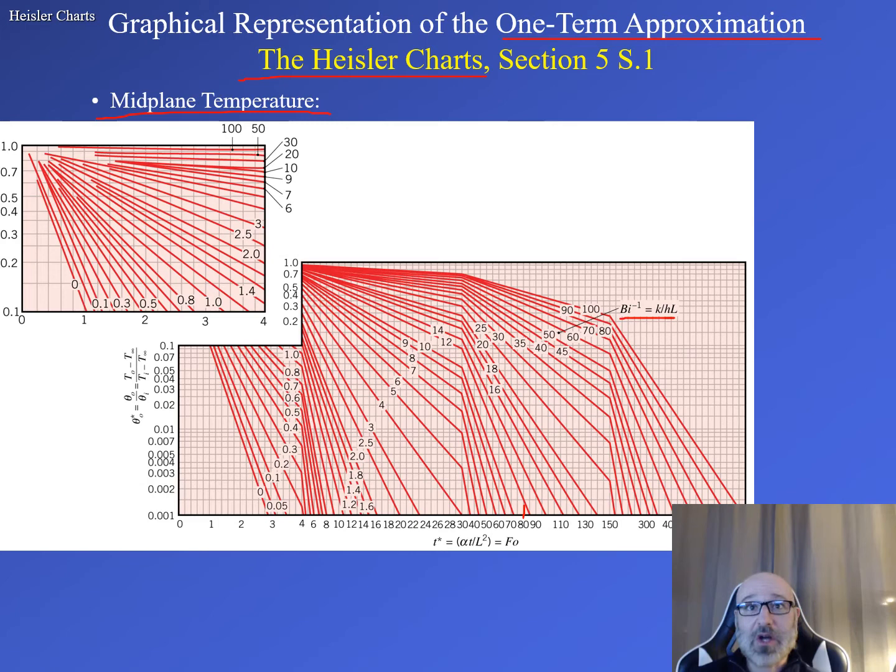You can see these are our inverse Biot numbers on this chart, which is our k over hL. We can come down here on the bottom. There's our dimensionless time, our Fourier number. So we go up from that, then go across from the other, see where it intersects, then come back across over here and get our dimensionless temperature, our theta star.